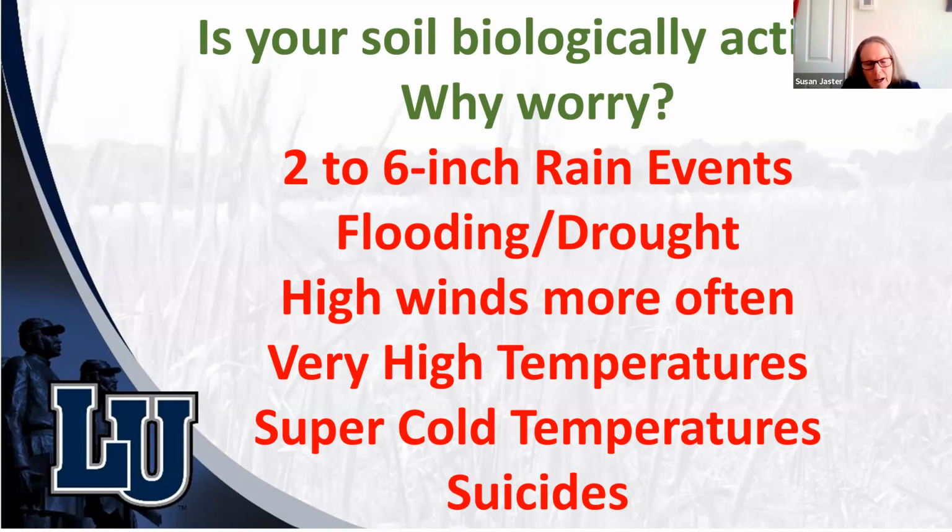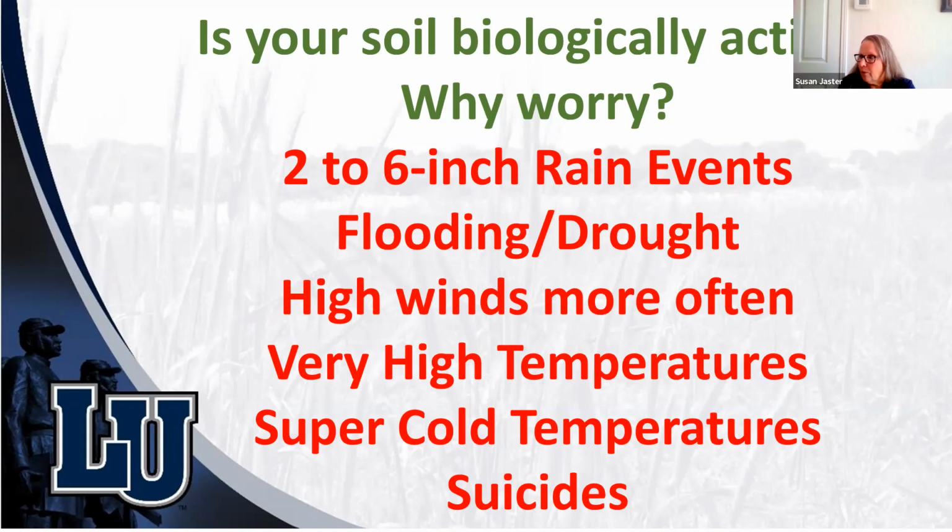So, you know, if your soil is biologically active, which means that you have a lot of little bacteria and fungi working in there, you have a lot of roots in the soil. And so that means you can also have earthworms and larger insects that live in the soil. But it's super important to have this biologically active soil, because that helps us to tolerate a 2 to 6 inch rain event.